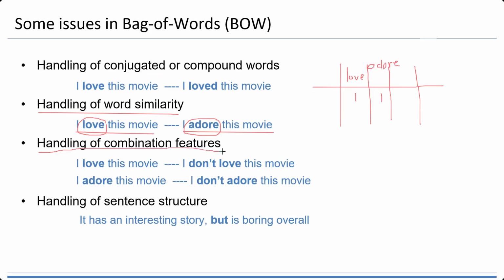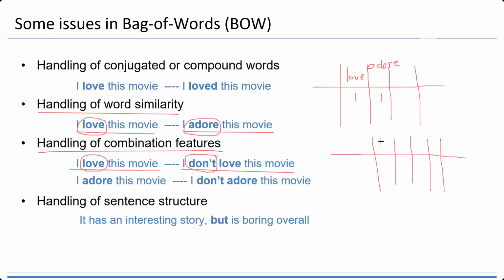So this is also another kind of issue if we use only the bag of words. And handling of combination features. If we have the sentence I love this movie, and I also see another sentence, I don't love this movie, what happened? The word don't represents negative, but the word love only represents positive. So we have another matrix. We just calculate the frequency. You can represent it with this matrix, but we cannot see the sequence. We cannot see the order.